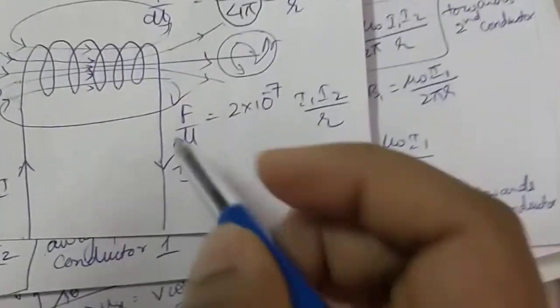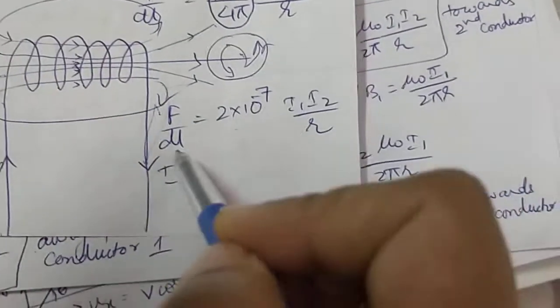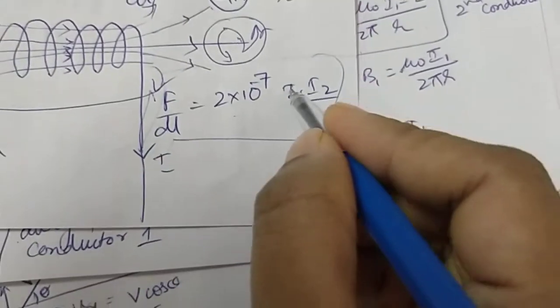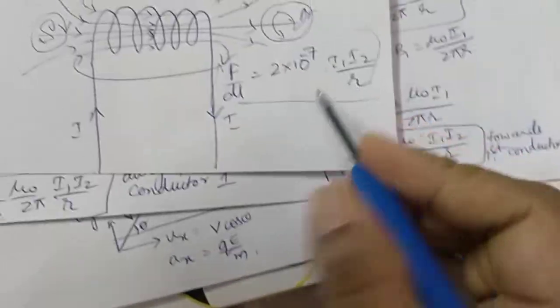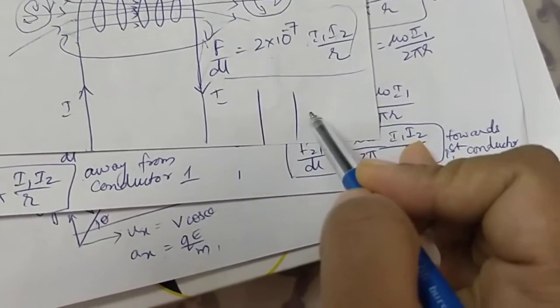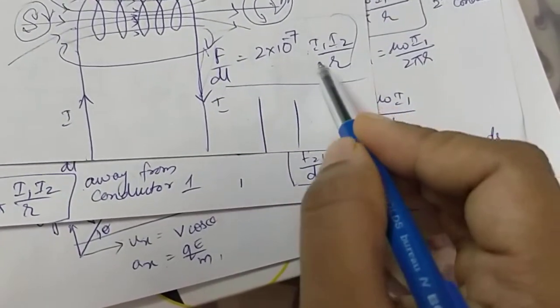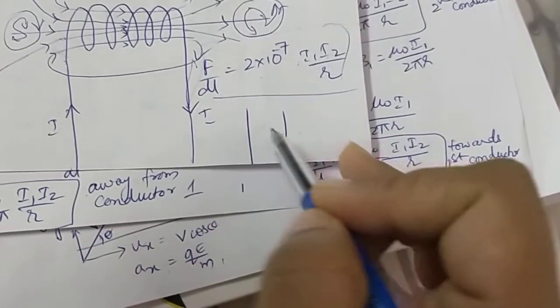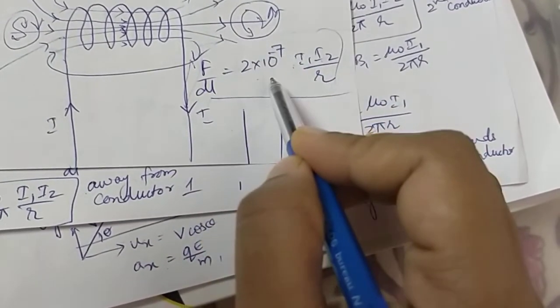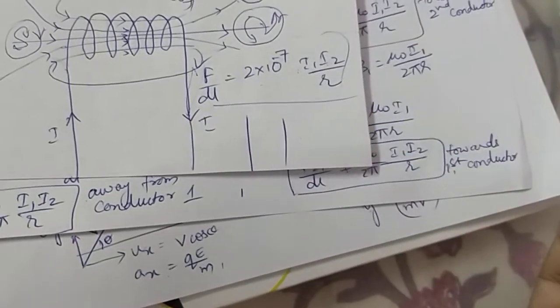Okay, so now how will you define 1 ampere? Definition of 1 ampere. Suppose I1 and I2 both are 1 ampere. Then you have two infinitely long wires carrying the same identical current, having a separation of 1 meter, and the force per unit length they experience on each other is this 2 into 10 to the power minus 7. Then the two currents will be 1 ampere each.